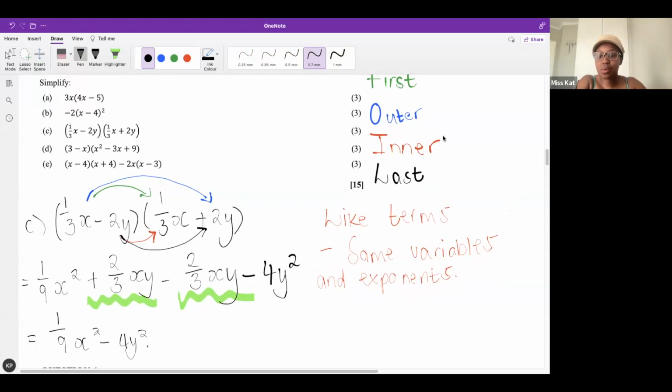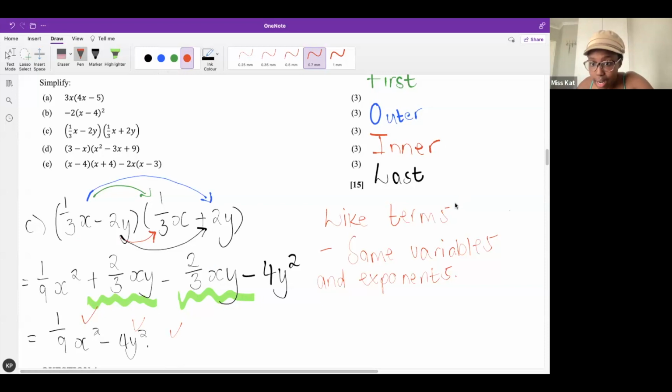It is 0xy, but remember 0xy means 0 times xy, which is 0, which means it's gone. Now let's check mark allocation for this one. You're going to get a mark for the first term, the last term, and the cancellation of these terms. So if you do it incorrectly and you add them instead of canceling them out, you lose the third mark.